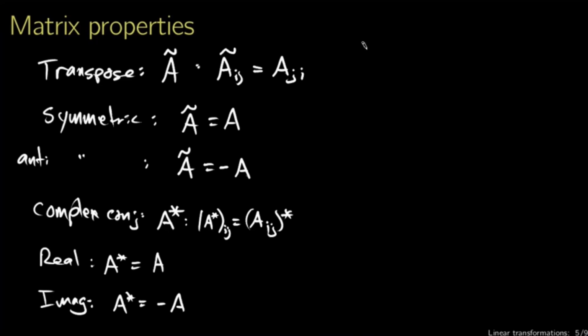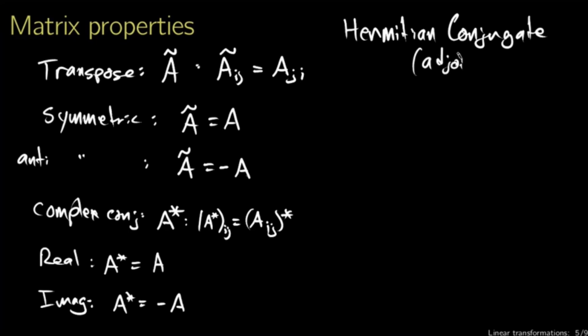Where things start to get interesting now is defining combinations of these operators. The Hermitian conjugate, which is also sometimes called the adjoint of a matrix. The notation here is A dagger. The daggers look much nicer in LaTeX, but this sort of A cross would be read as A dagger. And the Hermitian conjugate, A dagger, is defined to be the complex conjugate transpose of the matrix.